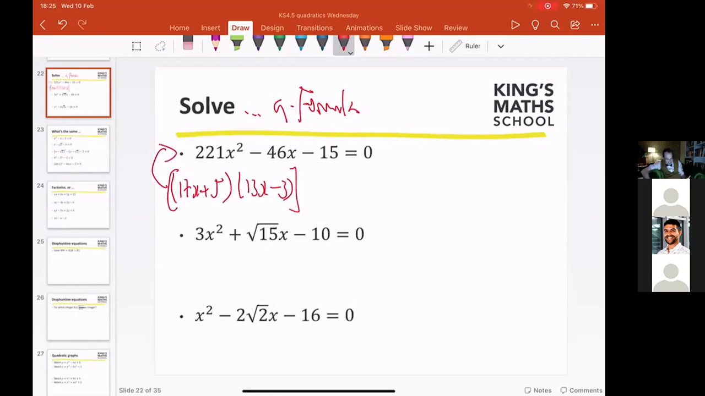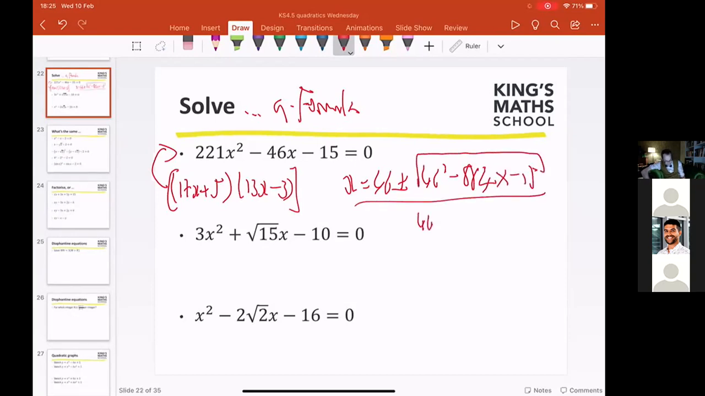So I want them to use the quadratic formula, and I want them to write x equals 46, add or subtract the square root of 46 squared, subtract 884 times negative 15, all over 442, and cope with the fractions and no decimals. I want them to do that, and then end up with whatever we have here, negative 5 over 17, 3 over 13, and then work out how that turns back to the algebraic factors.